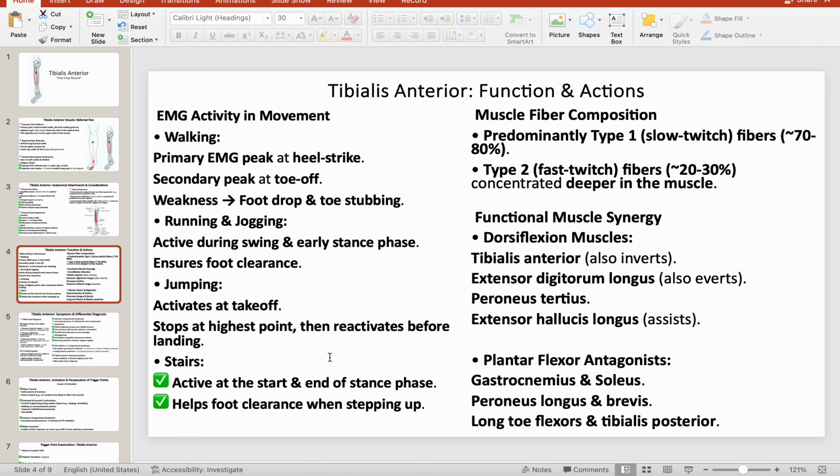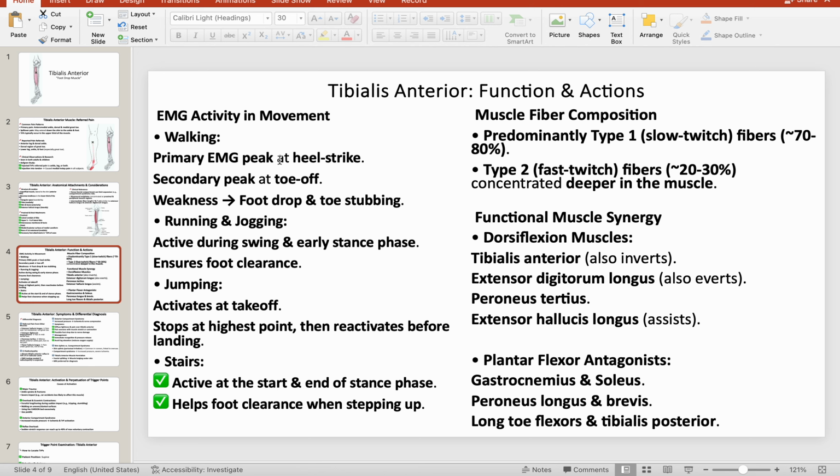When you're asking the patient, when is the pain the worst? Is it a heel strike? Is it happening during running? Is it happening during takeoff? When is it happening? So during this subjective and history, you get an idea of which muscles might be firing at that moment. So that's why this slide is very important, because of this EMG activity.